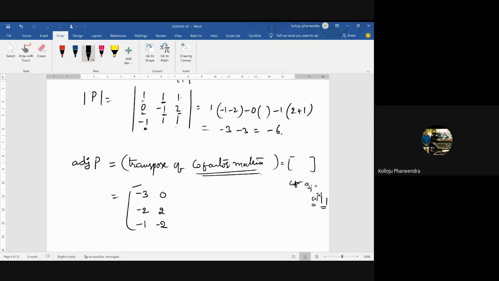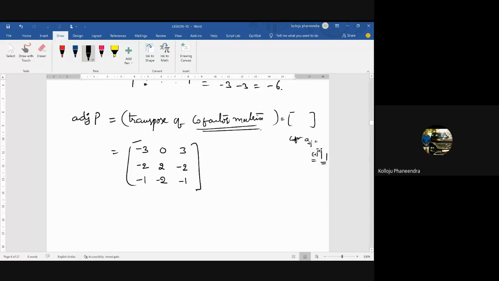Coming to the 3 1 position, positive. So 2 plus 1 is 3, positive. This is negative, this one gone, 2, so minus 2. I am writing the transpose directly. Next, this is plus, this one negative 1. So this is the matrix: 3 minus 2 1.